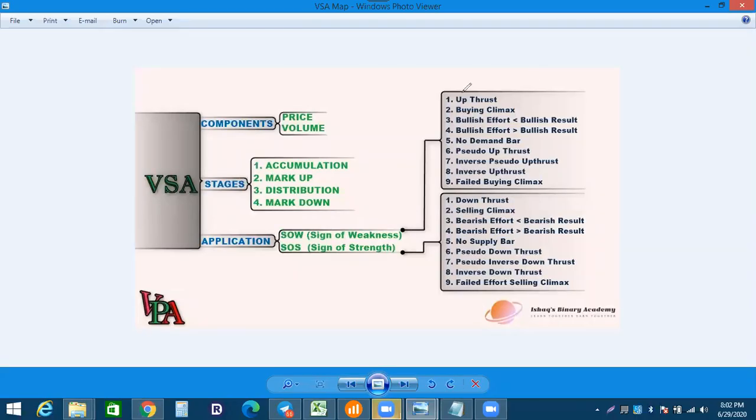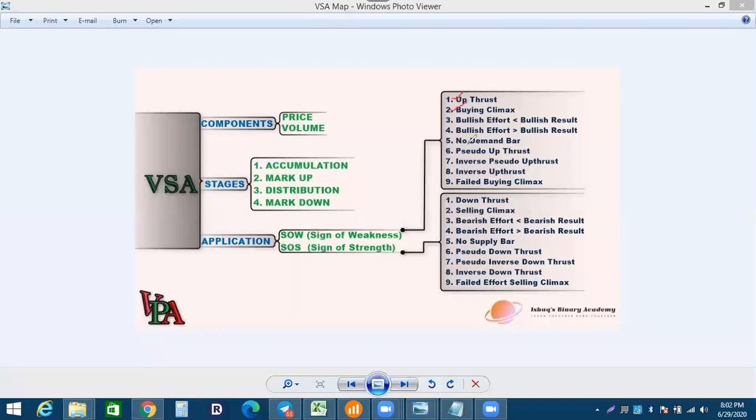So we clear the up thrust, buying climax, and pseudo up thrust. And here the down thrust and selling climax and pseudo down thrust. We clear these signals. Okay.